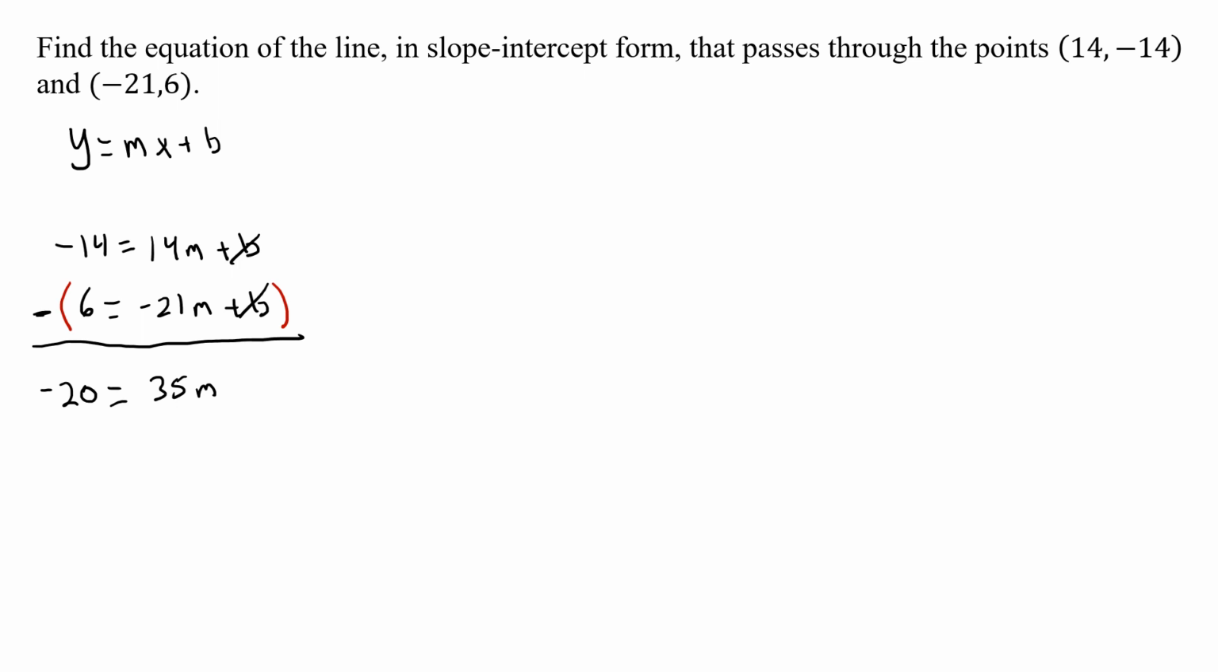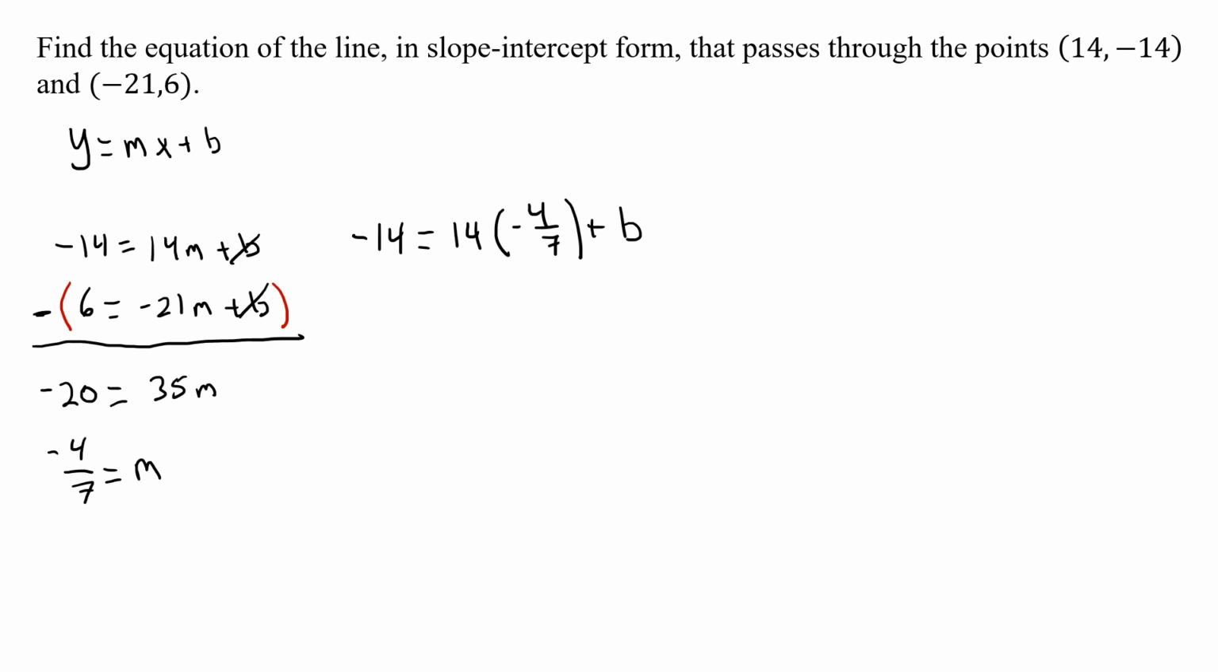So we get this system solved down to here, and then we're going to solve for m by dividing both sides by 35. So we get negative 20 divided by 35, which reduces to negative 4/7. And that should equal my m value. And then once I have m, in either equation, we're going to go back and plug these values in to solve. So we get negative 14 equals 14 times m, which we got to be negative 4/7, plus b, and we'll solve for b.